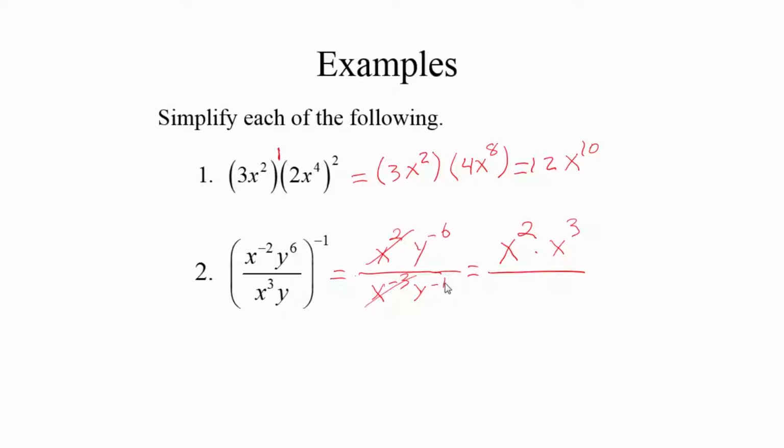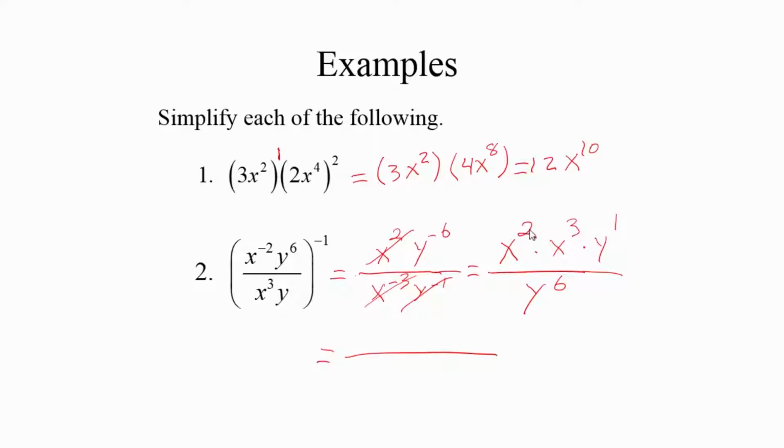I also have y to the 1. I'm going to bring it up and write it as y to the 1. In the numerator, I have y to the minus 6. I put it in the denominator and write it as y to the 6. Now, everything has a positive power, so I'm going to combine the terms.